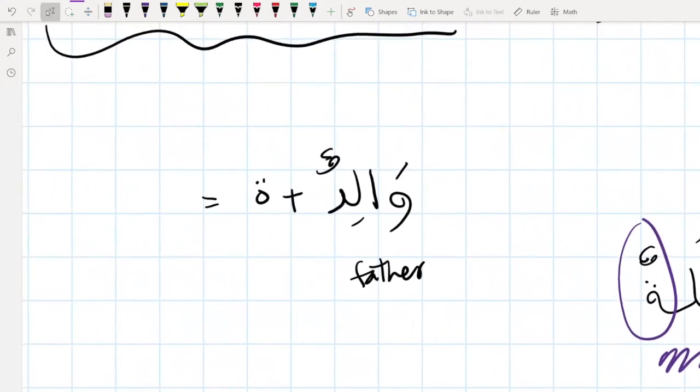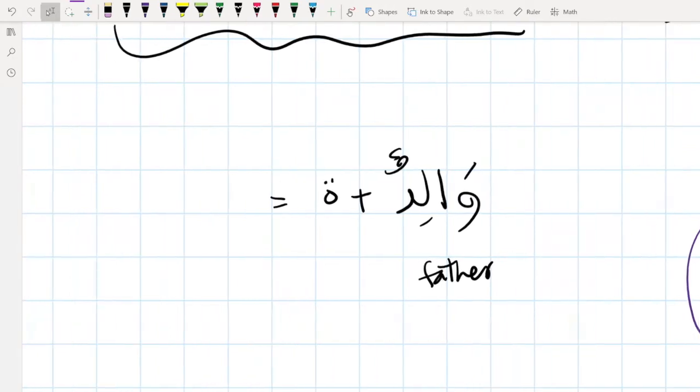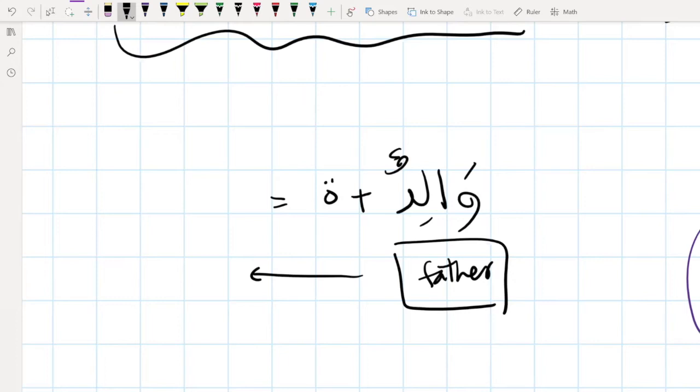Okay, so I have the word father, walidun. Let me do some experiment, put some chemistry on it and put tamarbuta. Let's see what happens. What is your expectation? I want you guys to write something. What do you want this tamarbuta to do? The word is father. What is your expectation? Why are you trying to add tamarbuta? What kind of meaning do you want from it? Any answer?